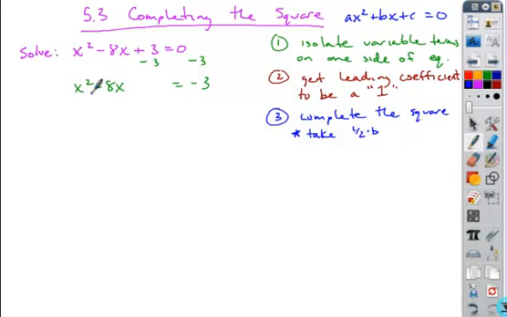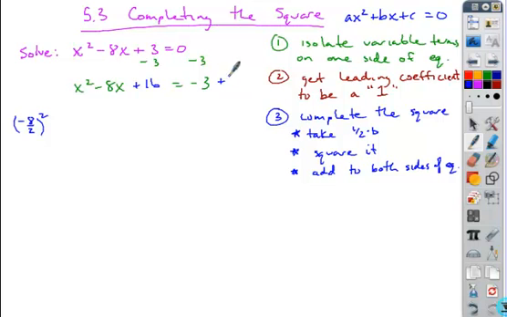Okay, the b value is the first degree term's coefficient. So here when we look at this first degree term, its coefficient is -8. So we're going to take half of -8. So -8 divided by 2 is -4. Okay, and then you're going to square it. So you're going to square that. When you square -4, you get what? 16. And then finally, you're going to add that to both sides of the equation. Okay, so we're going to add 16 to both sides of this equation.